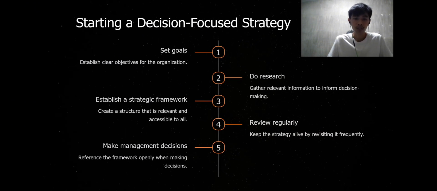Starting a decision-focused strategy. Number 1. Set goals. Clear objectives must be established for the organization. 2. Do research. Gather relevant information to inform decision making. 3. Establish a strategic framework. Create a structure that is relevant and accessible to all. 4. Review regularly. Keep the strategy alive by revisiting it frequently. 5. Make the management decisions. Reference the framework openly when decision making.